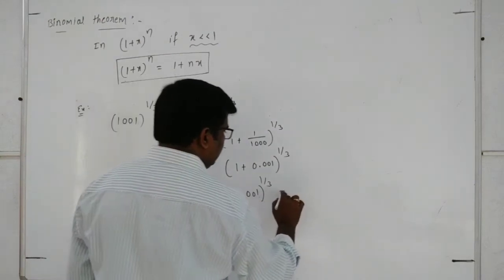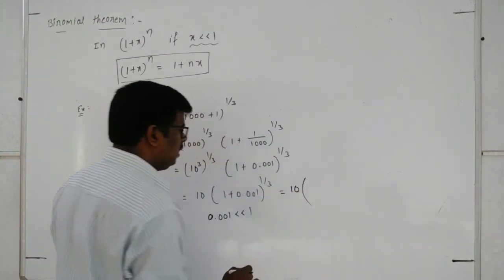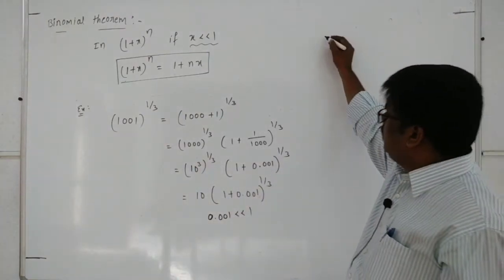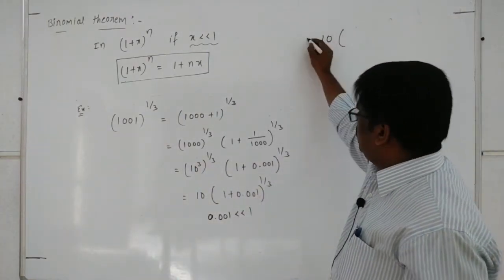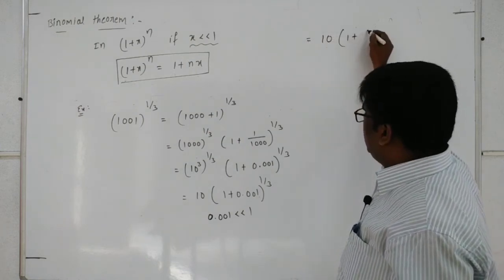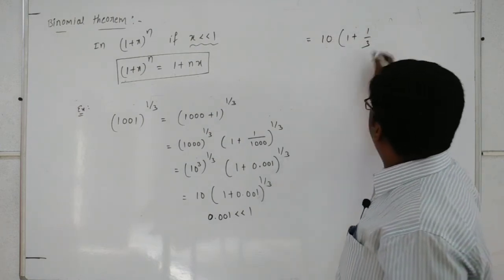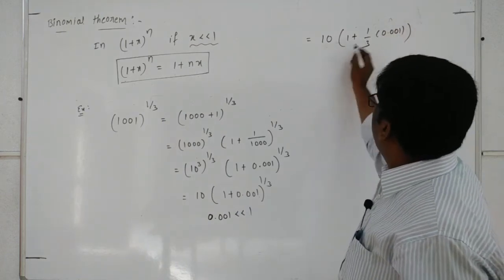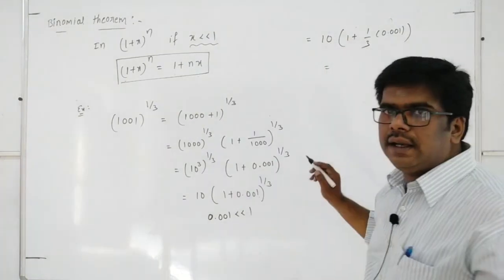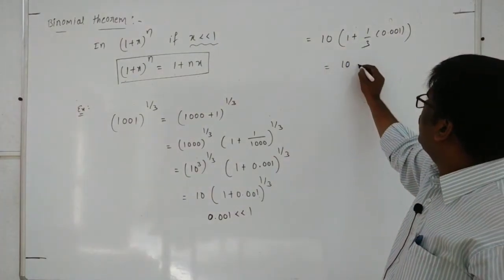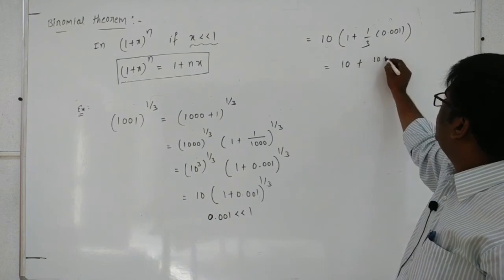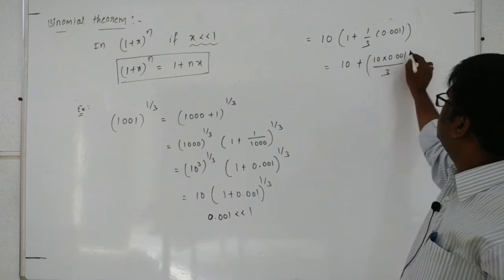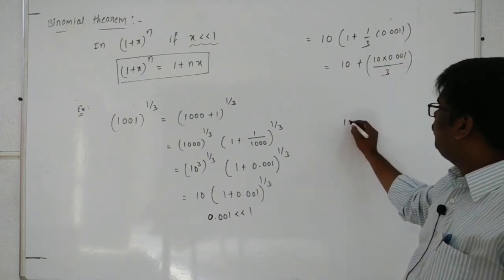So outside, 10 is there, no? So 10 into 1 plus n is 1 by 3, 1 by 3 into 0.001. Then if you multiply, if you take it inside the bracket, 10 plus 10 into 0.001 by 3. Now here 10 is there.